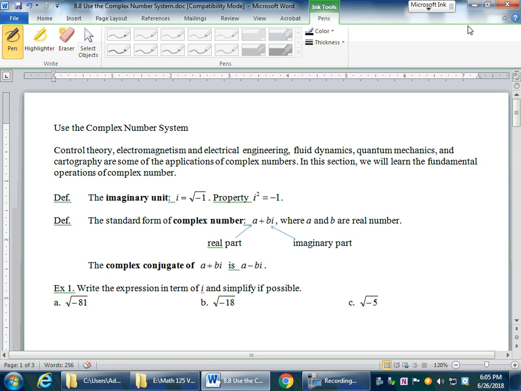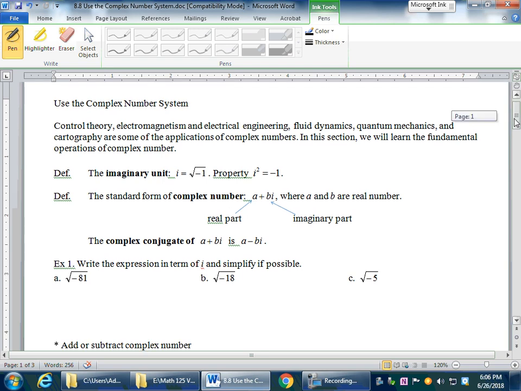With this imaginary unit, we can talk about a complex number. A complex number has a real part and an imaginary part, and we write it in the standard form a plus bi, where a and b are real numbers. Every complex number has its complex conjugate, which is the opposite operation of it. The main thing to remember for this section is that for any complex number, always rewrite it with imaginary notation first before you do any operation.